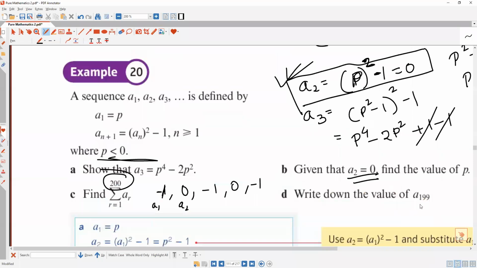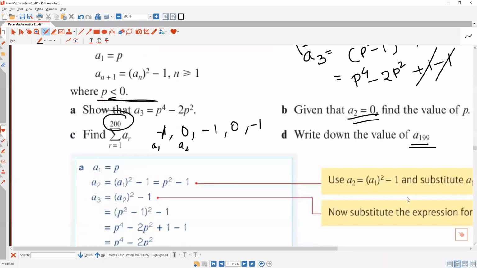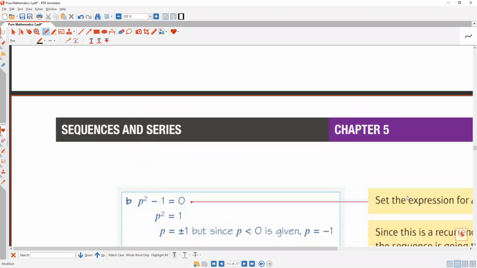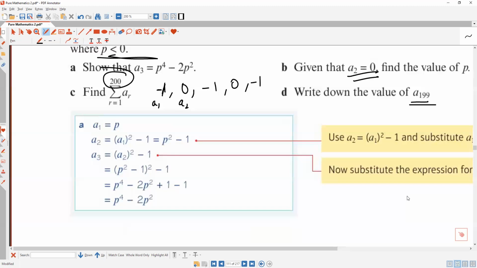Everyone write down the value of a199. What was the first value? Minus 1. So what will the 199th be? 0, because the last value should be minus 1, so the value before it would be 0. Let me check. Oh, minus 1, odd number. Let's see, 1 is an odd number. So there is a relation here: odd is minus 1, even numbers are 0. So 199 is an odd number, so it will be minus 1.